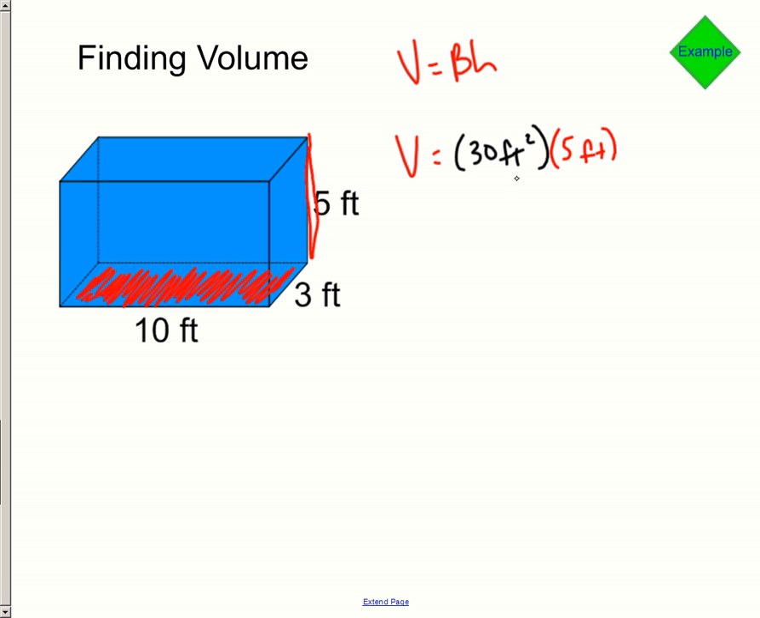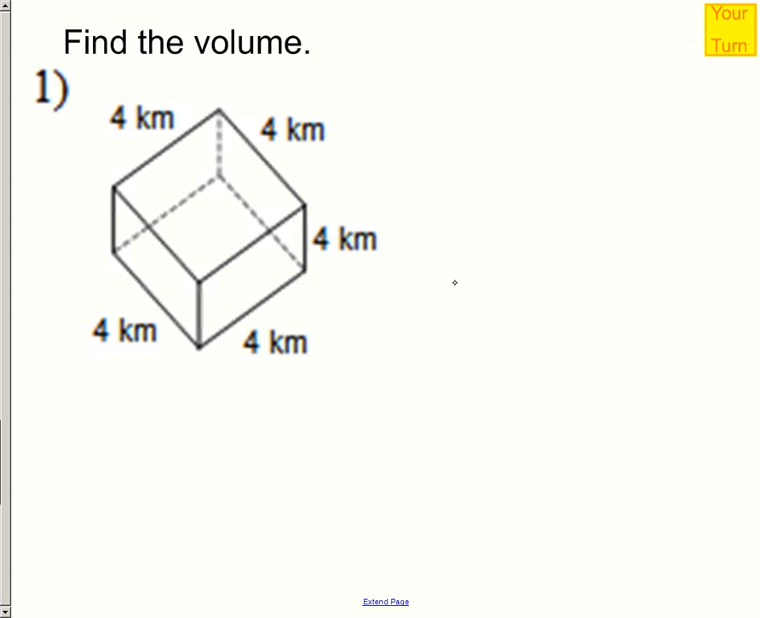So I'll put this in parentheses too, just to show you a slightly different way. It means we multiply them together, and that means that our volume is 150 feet to the third power. So that's not too bad. You've watched enough of mine though. How about you pause the video and see if you can find the volume of this cube.